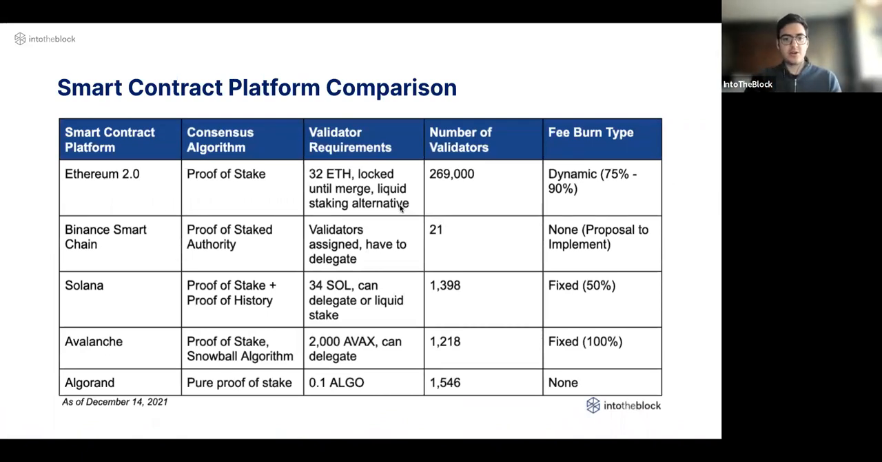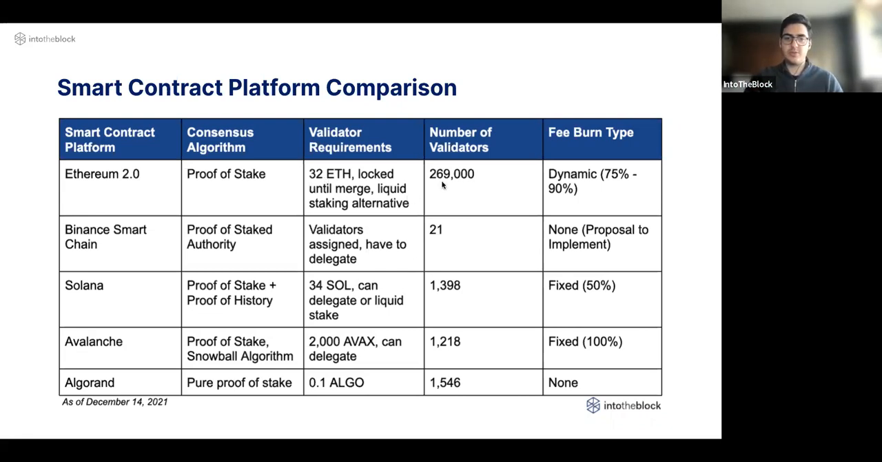A lot of the smart contract platform chains at the moment use different versions of proof of stake, as you can see here. The requirement for a validator on Ethereum, as I mentioned, is 32 ETH, which is, I believe, around 40 to 50K at the moment. So twice as much as Avalanche at this time. It has a lot more validators. Also, though, there's a max amount you can validate.